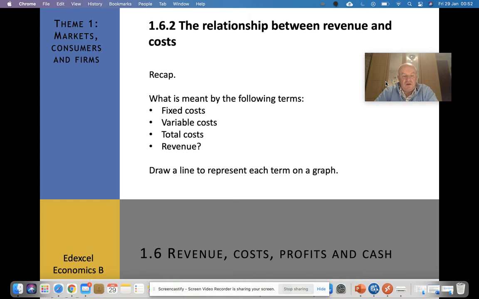Hi there, girls. We're going to look at chapter 20 in the Theme 1 booklet, which is Markets, Consumers and Firms. And this is basically the relationship between revenue and costs.